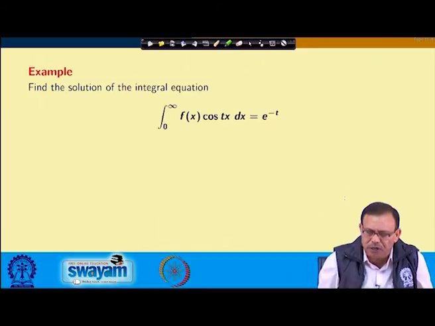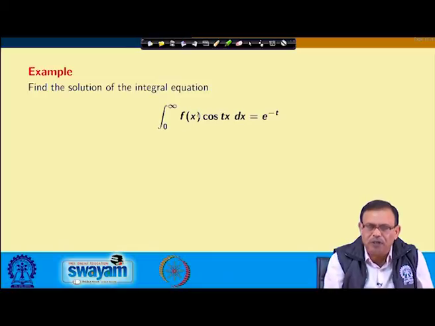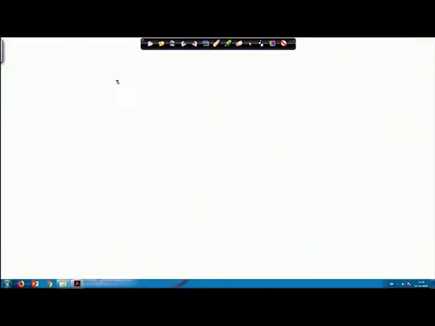Find the solution of the integral equation integral 0 to infinity f(x) cos(tx) dx equals e to the power minus t. So, from here what do I have to find out? I have to find out the value of f(x). Please note this. The equation is given as integral 0 to infinity f(x) into cos(tx) dx equals e power minus t.